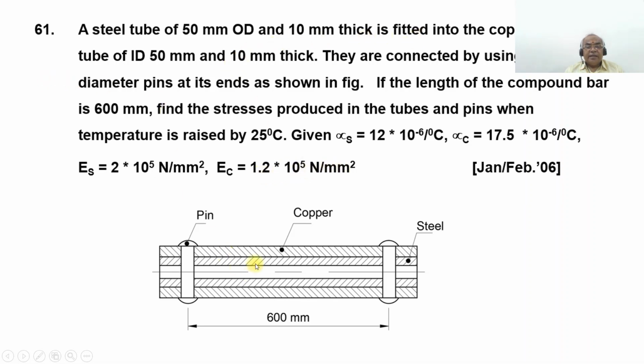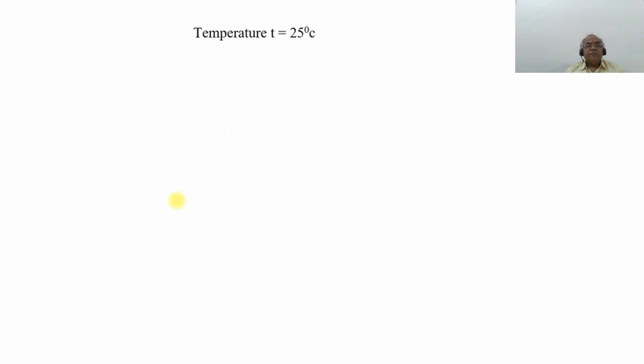So this is the ID of the copper tube, which is 50, and again 10 mm thick, so you're going to get it as 70 mm. So how to solve this problem? So here first, temperature T will be equal to 25 degrees centigrade. Area of copper, which is AC, is pi by 4 into 70 square minus 50 square.